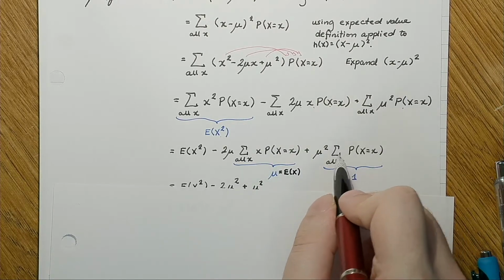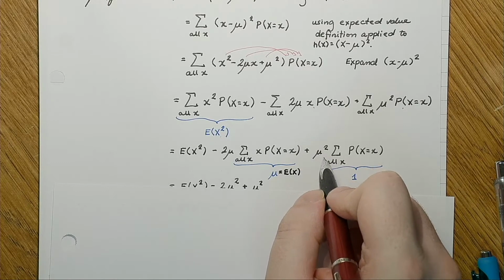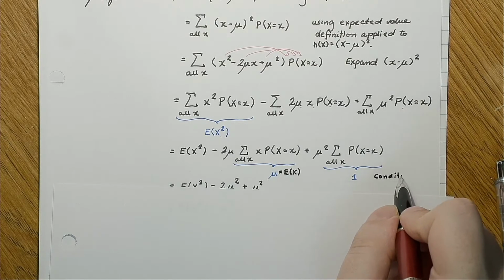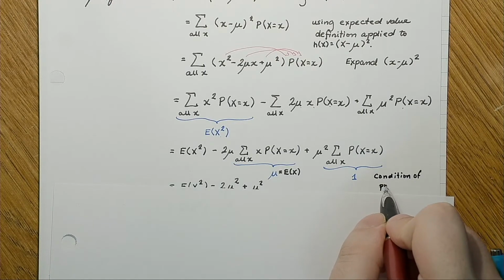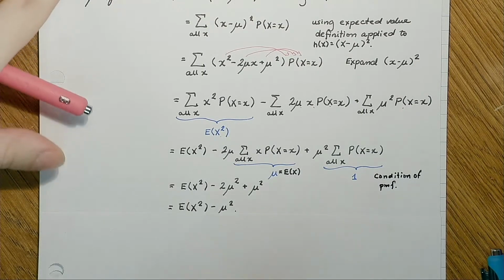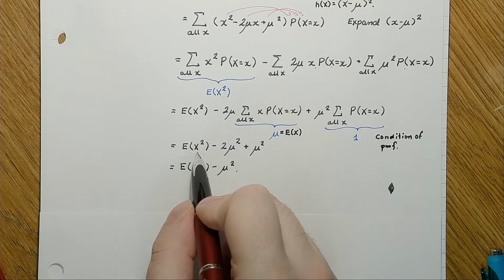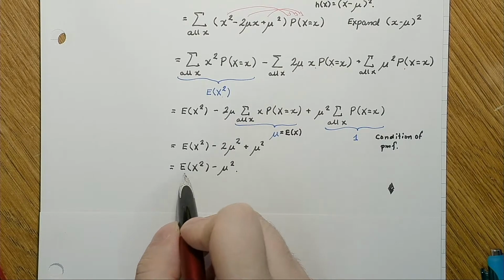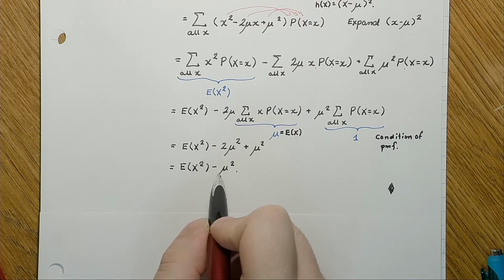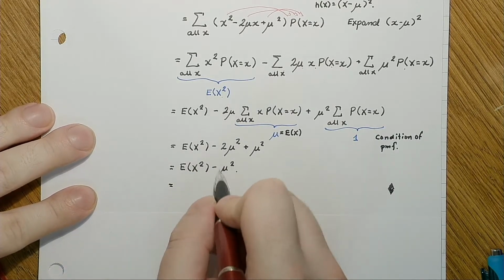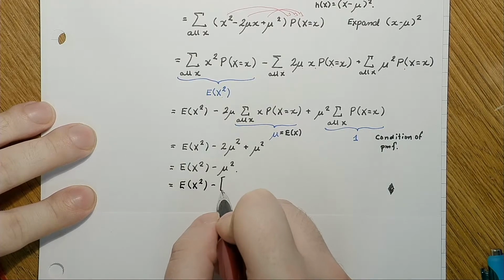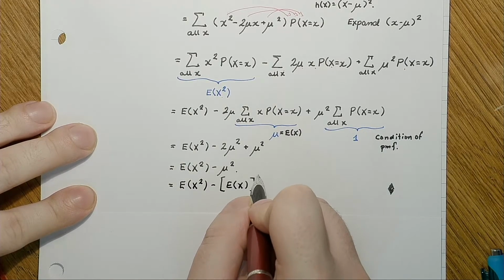And lastly, over here, mu squared is brought out in front of the sigma. And the probabilities have to sum up to 1, because that is a condition of a PMF. With the simplification, we get the expected value of x squared minus 2 mu squared plus mu squared, which leaves me with the expected value of x squared minus mu squared, and you can rewrite this mu squared as the expected value squared.